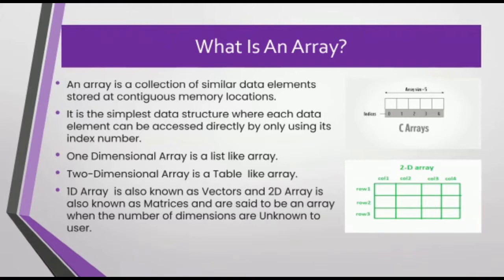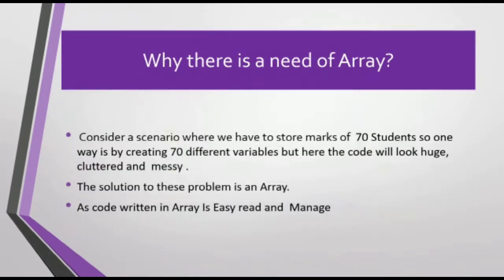Today we're talking about the topic arrays in C programming. What is an array? Basically, an array is a collection of similar data elements stored in continuous memory locations. In arrays, data elements can be accessed directly using an index number. A one-dimensional array is also known as a vector, and a two-dimensional array is like a table, also known as a matrix.